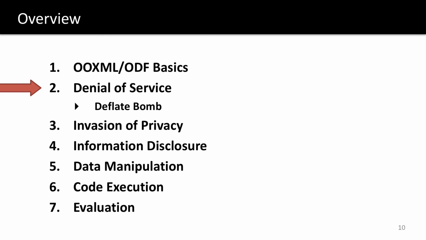Our methodology in finding the attacks based on malicious Office documents was pretty simple. We basically systematically studied the OOXML and ODF standards for legitimate features that are critical from a security point of view and which could be abused for attacks. We then classified those attacks into 5 classes, and now let's start with denial of service, which contains only one attack, deflate bombs.